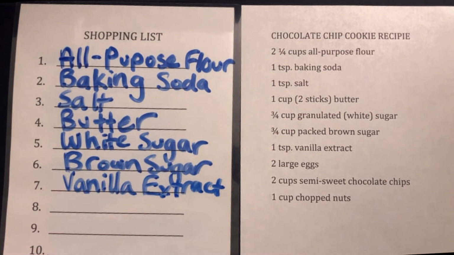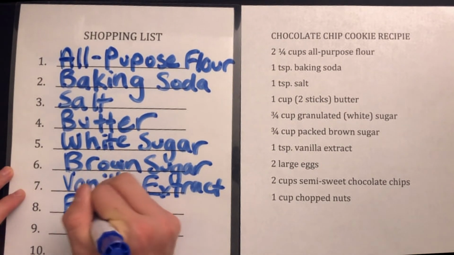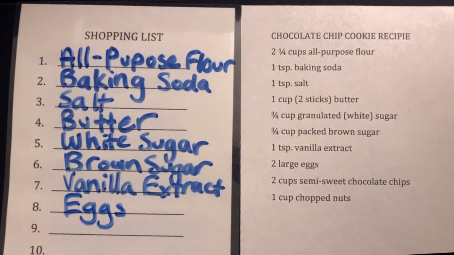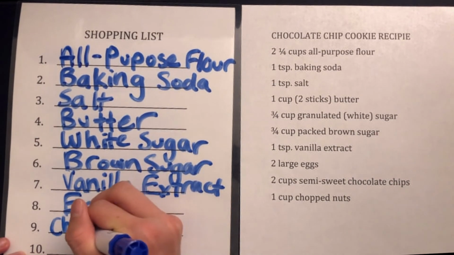What's the next ingredient? If you said eggs, congratulations, you're right. What's the next ingredient on the list? If you said chocolate chips, good job, you're right.